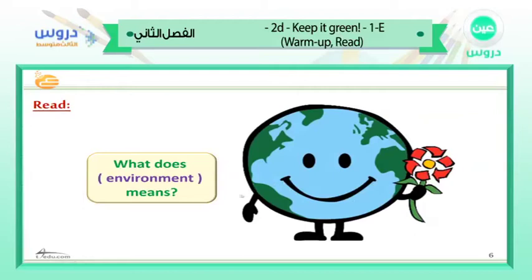What does environment mean? Very good. It means anything that speaks about the world. Yes, and the land, the water, the seas, the rivers, the plants. All of this is called environment.